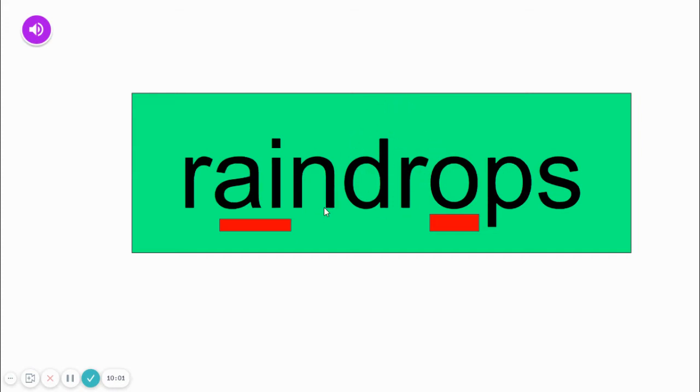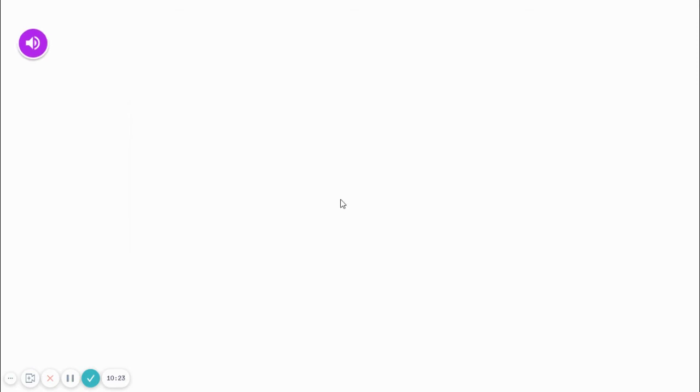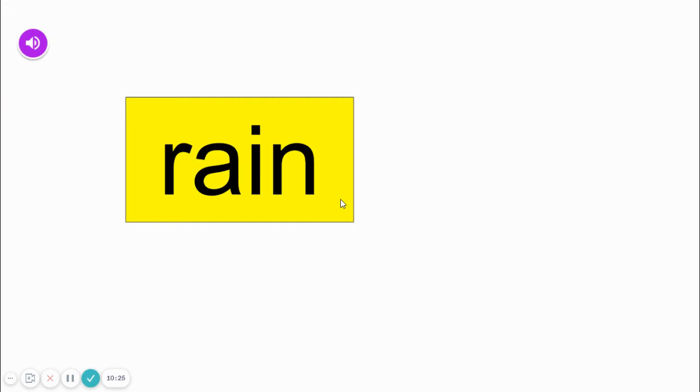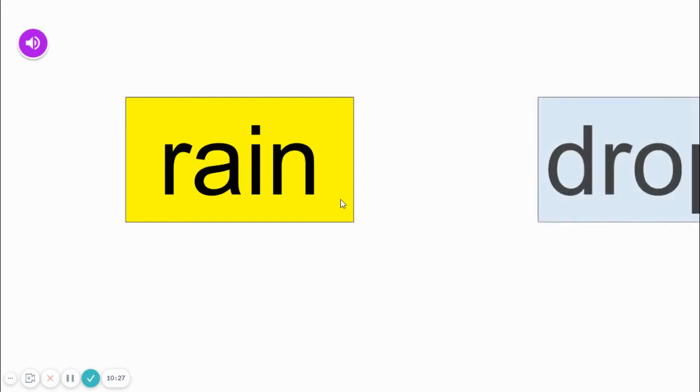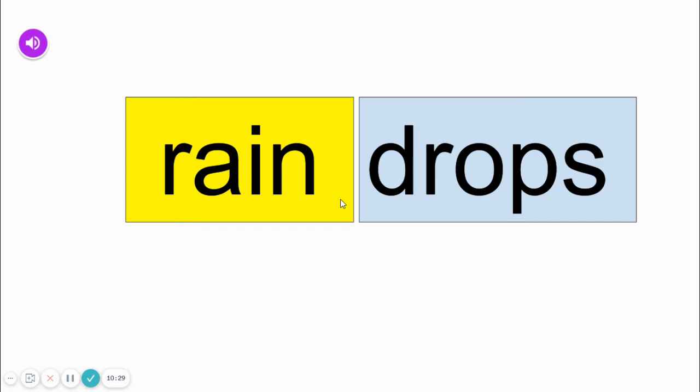So I'm going to make the O jump over all the way, the D and the R. So AI, vowel team pattern. So that's rain, and then closed syllable drops. Rain. Drops.